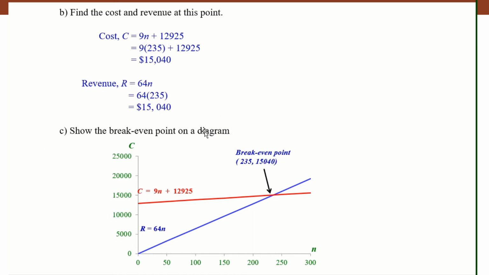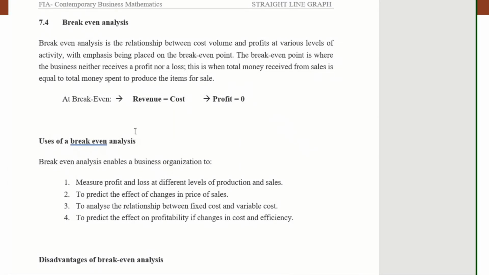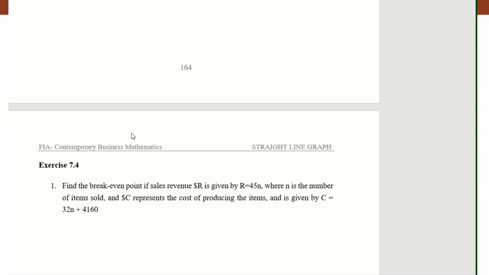Show the break-even point on a diagram. Let's draw the cost first. 12925, line goes up. You can always tip it a little higher. This is using Excel, so it is accurate, but you can just tip it a little higher. Don't make it look so straight. And then the revenue line, 64N. There is no y-intercept, right? So you come up from the origin, line goes up, and label your break-even point. Okay, so let's look at the examples.